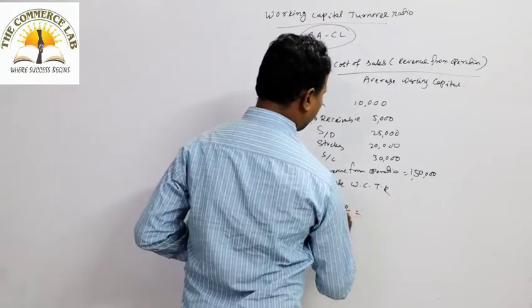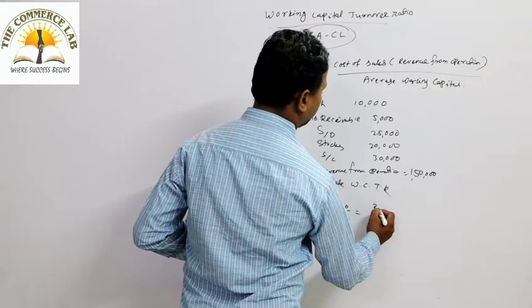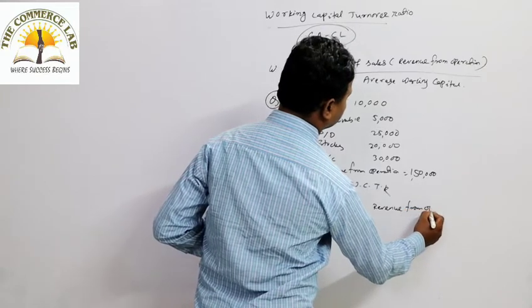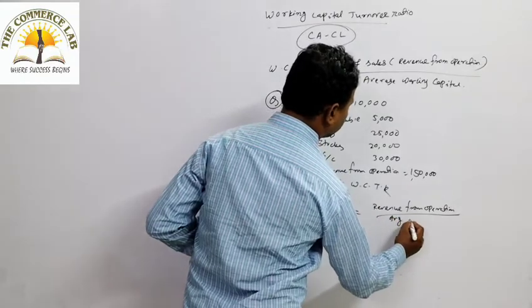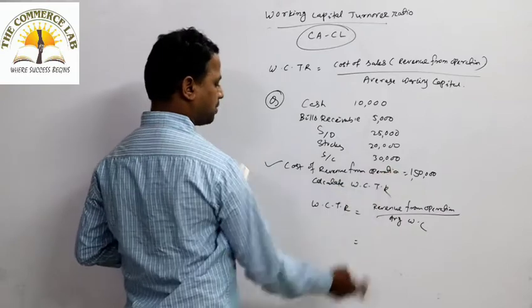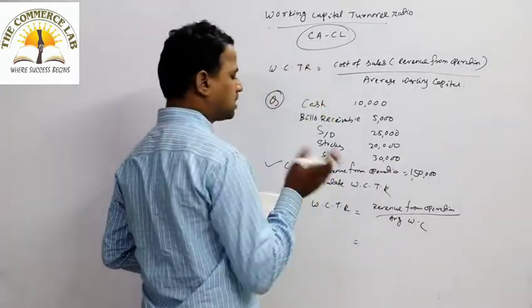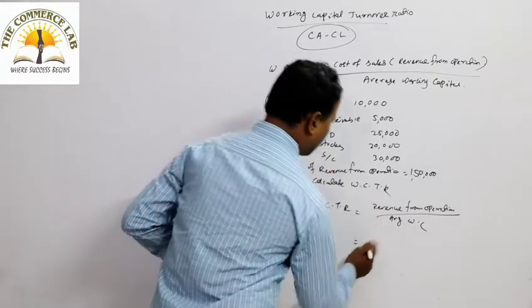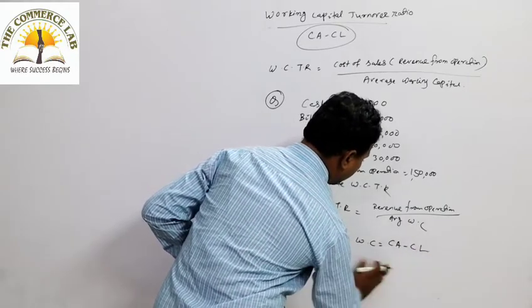So working capital turnover ratio is revenue from operation divided by average working capital. We already know the revenue from operation. The only thing is that we have to calculate average working capital. In this case we should not add and divide it by 2. Simply we have to calculate the working capital. Working capital is nothing but current assets minus current liabilities.